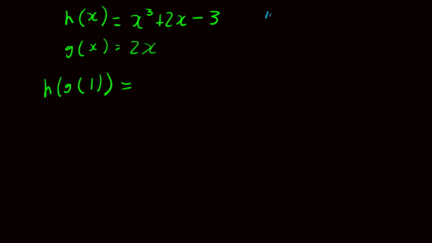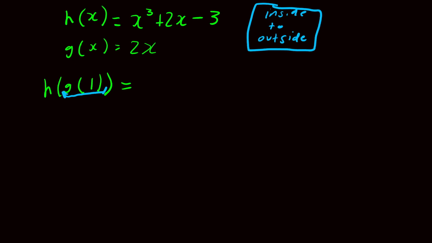Again, remember, inside to outside. That is the main thing you need to memorize. Inside to outside. Okay, so h of g of 1. First step, look at g of 1. We look at the inside. So g of 1, what is g of 1? Well, I just plug in 1 right here. So g of 1 equals 2 times 1, which equals 2. Okay, great. So now I know that h of g of 1 is equal to h of 2.